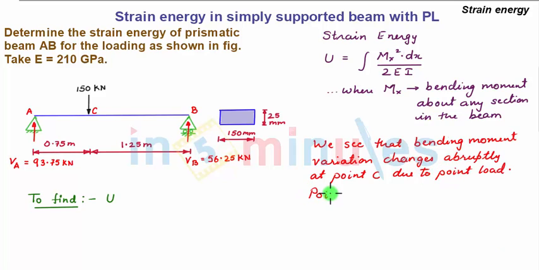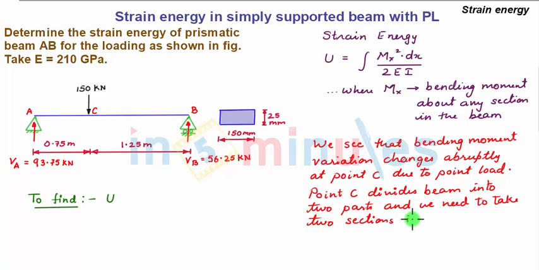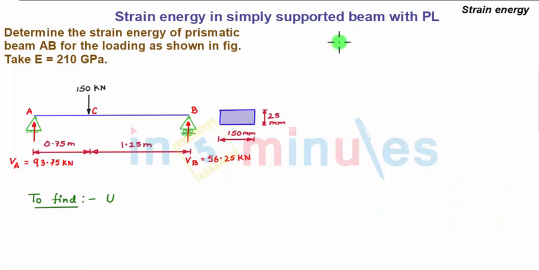So we say point C divides the beam into two parts, and we need to take two sections, that is between points AC and CB, so as to have two bending moment equations. So we can write the strain energy of this whole beam AB is equal to strain energy stored in part AC plus strain energy stored in part CB.